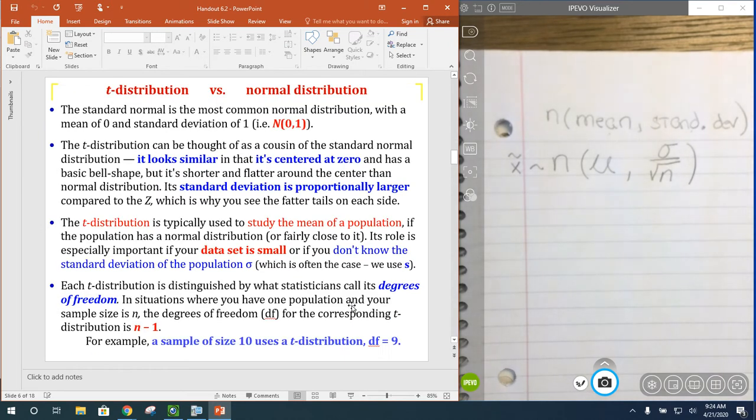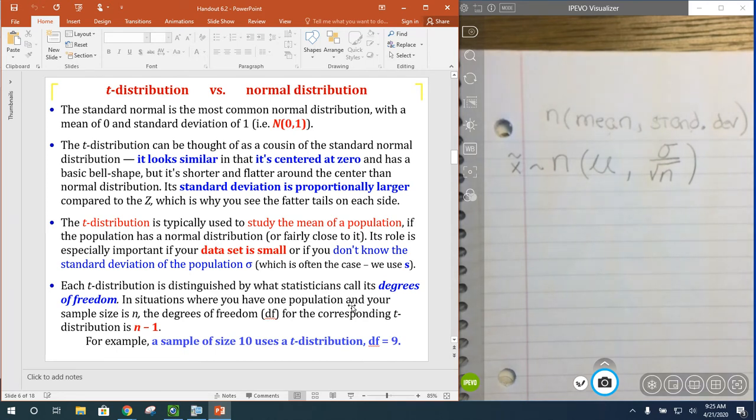Always that way. It says the t distribution is typically used to study the mean of a population. If the population has a normal distribution or fairly close to it, its role is especially important. If your data set is small, or if you don't know the standard deviation of the population sigma, which is when we use s, the sample standard deviation.